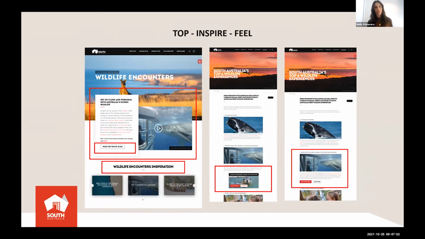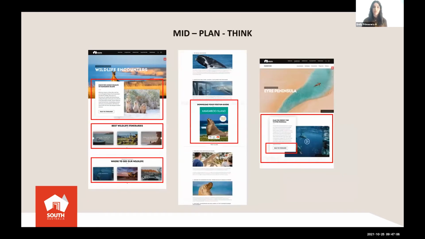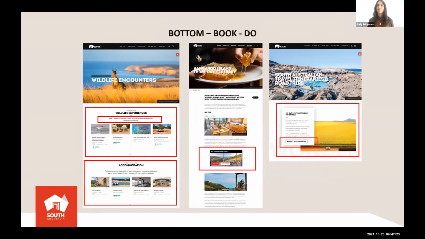So nudging them with calls to action in that inspirational content to get them into that planning or mid-funnel stage. Then looking at those that were in the mid-funnel audience, we were able to serve them itinerary-based content. So content that really helped give them more information, encouraged them to download brochures and guides, and helped them to start actually planning their trip, giving them really useful information.